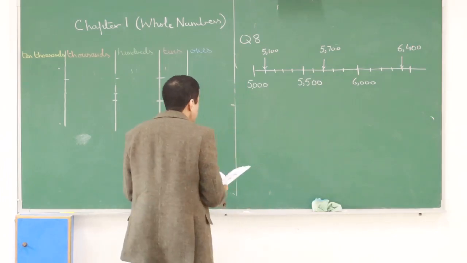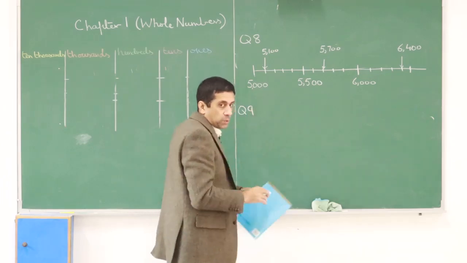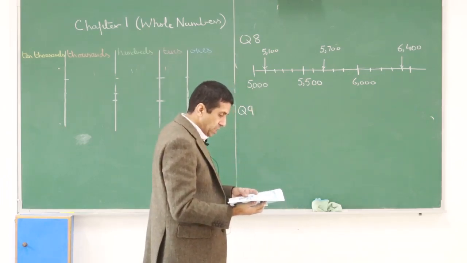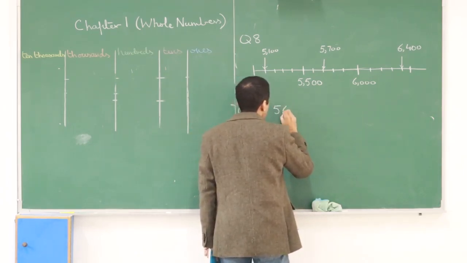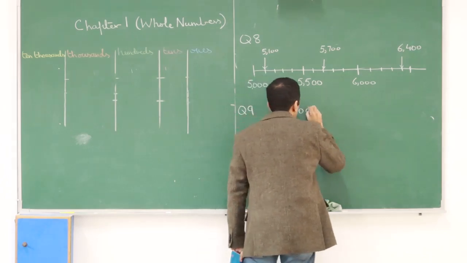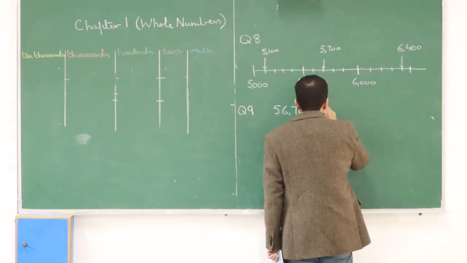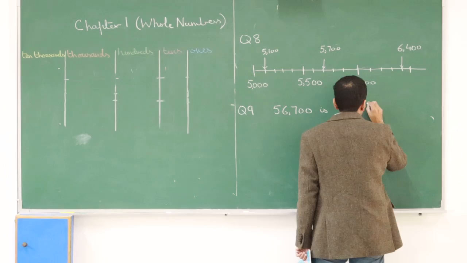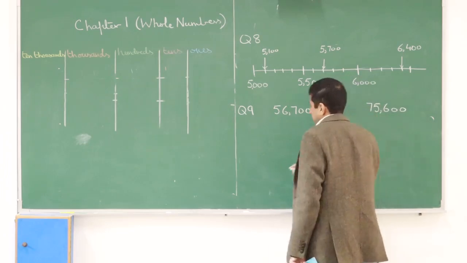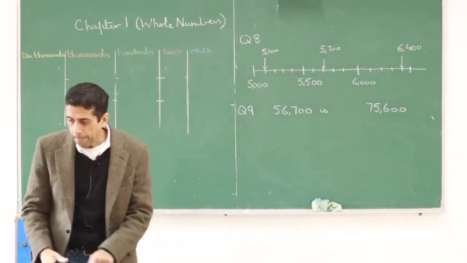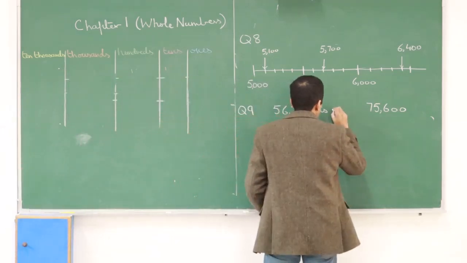here's a question. I like question 9 a lot. It's an interesting question. Question 9 is, which number is smaller? 56,700 or 75,600. So which number is smaller? The smaller number is 56,700. So this is smaller than this.